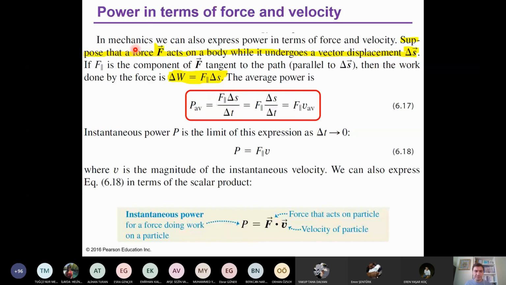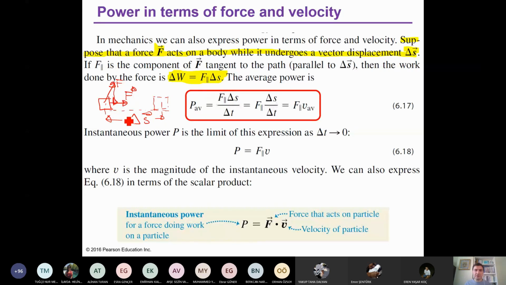Let me draw. Here we have a box, let's say, and this force acts on this box, and this box has this displacement. This is the displacement delta S along the same direction. But sometimes force can be like this. Then you have to consider the parallel component of the force.